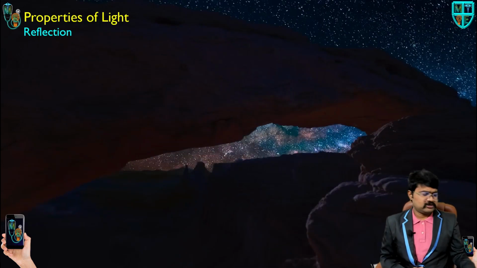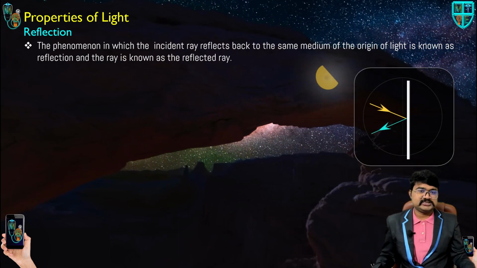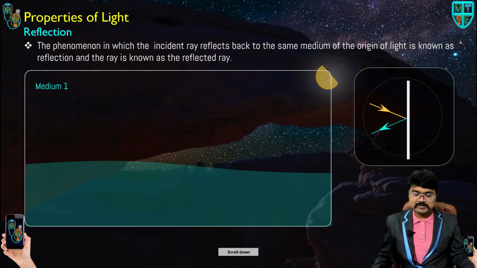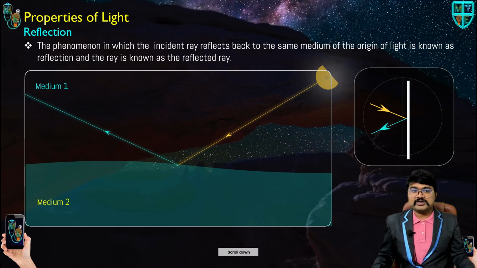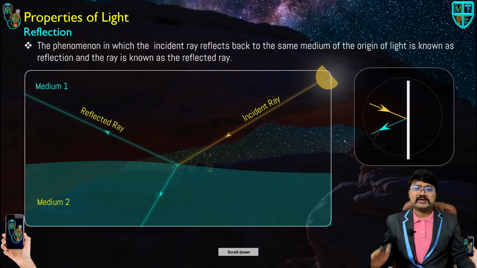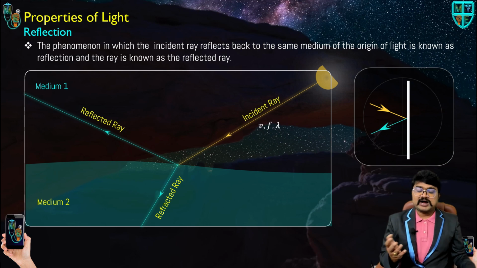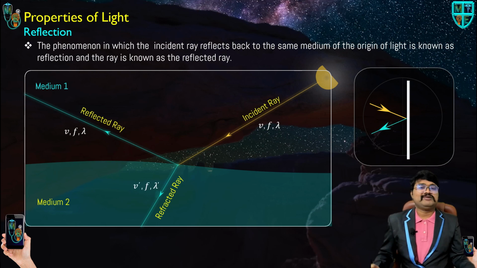Now we can discuss this in detail. We already saw this: the incident ray comes from the source, between medium 1 and medium 2, is incident on the surface, is reflected back to the same medium, and transmits into the other medium. For the incident ray and reflected ray, the velocity, frequency and wavelength are the same. Here, for the refracted ray, the velocity and wavelength both change.